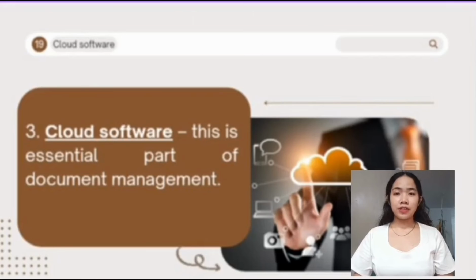Today I'll continue to discuss the 8 digital literacy skills. The third one is cloud software. Cloud software refers to applications and services that operate online rather than being installed on a local device. It is essential for document management because it allows users to store, access, and share files from any device with an internet connection. Examples include Google Drive, Microsoft OneDrive, and Dropbox.